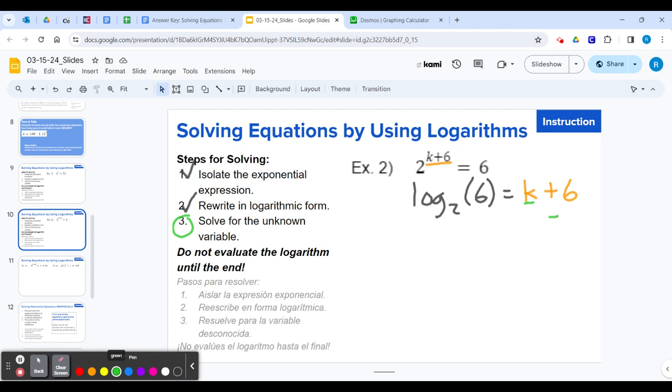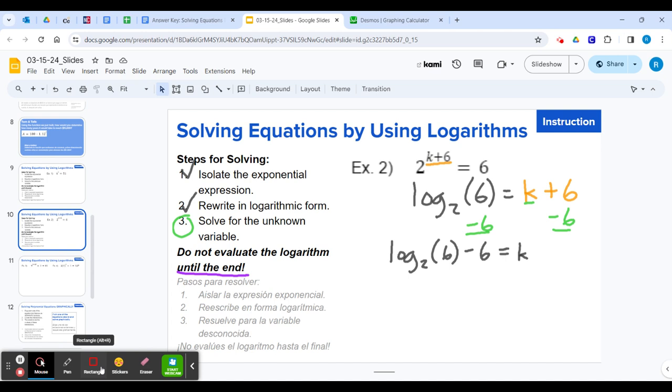So I do that, I subtract 6 from both sides. I am, again, waiting until the end to evaluate the logarithm. So what happens here is I get log base 2 of 6 minus 6. That equals k. I have k all by itself. So then what I can do is take this entire expression that we have on the left side, log base 2 of 6 minus 6.